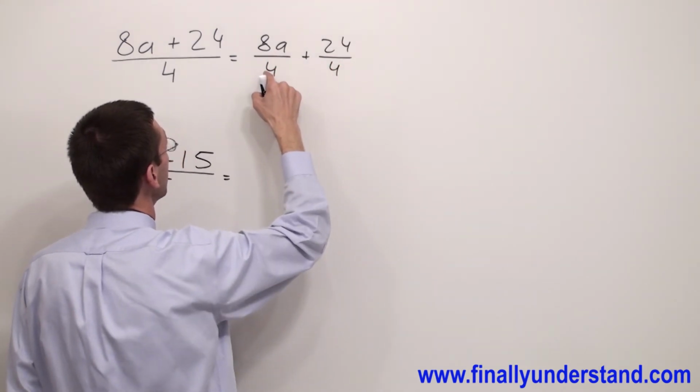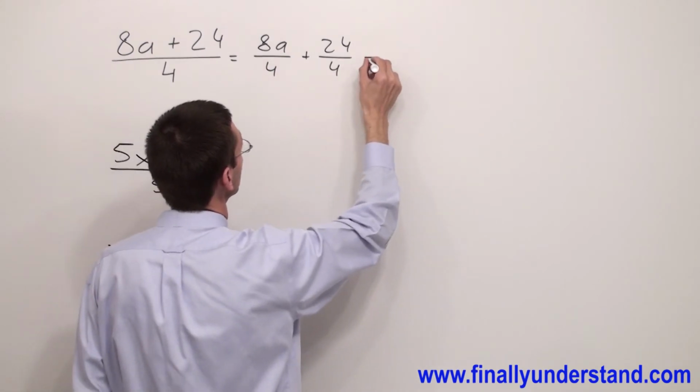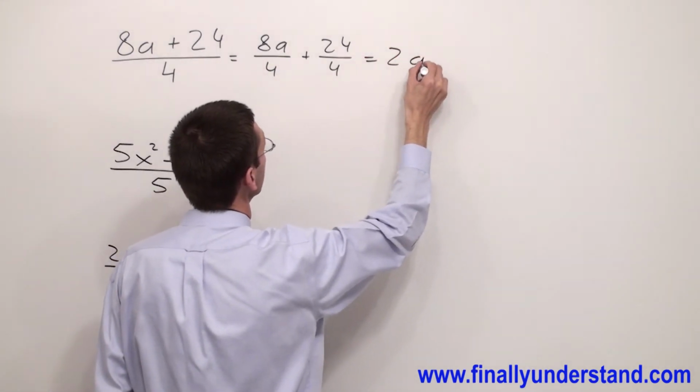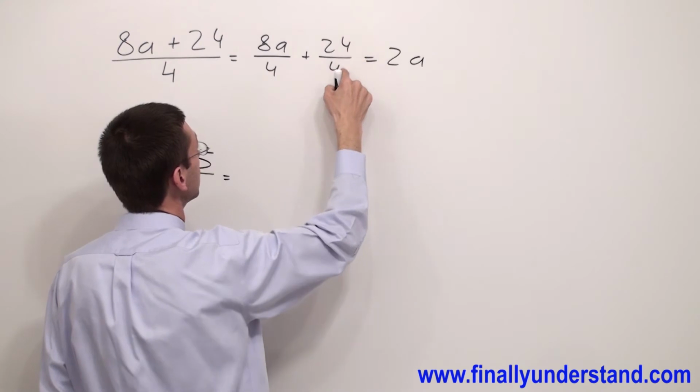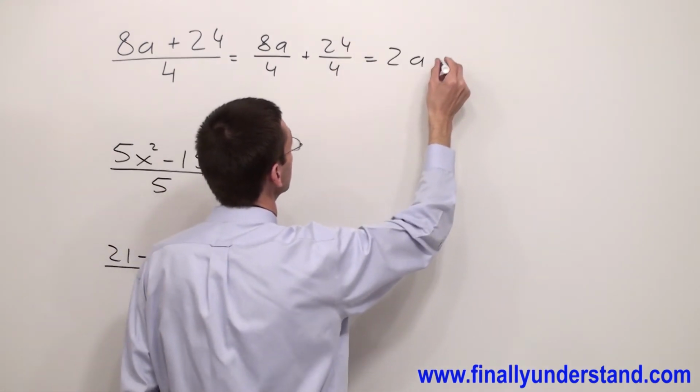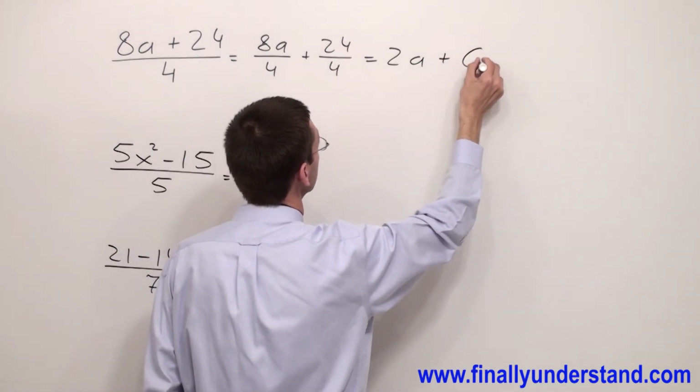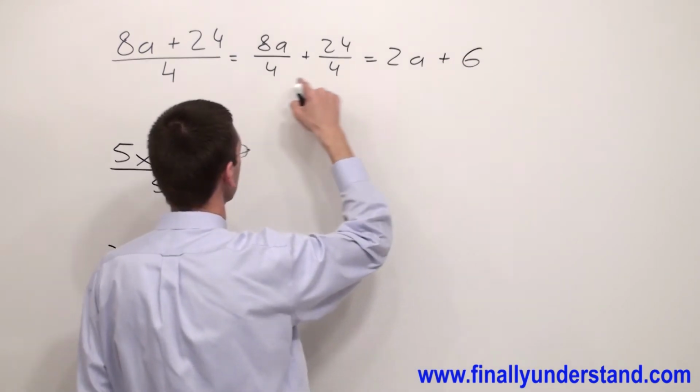8 divided by 4 is 2. That's why I'm going to have 2a. And 24 divided by 4 is 6. Plus 6. This is the solution to my first problem.